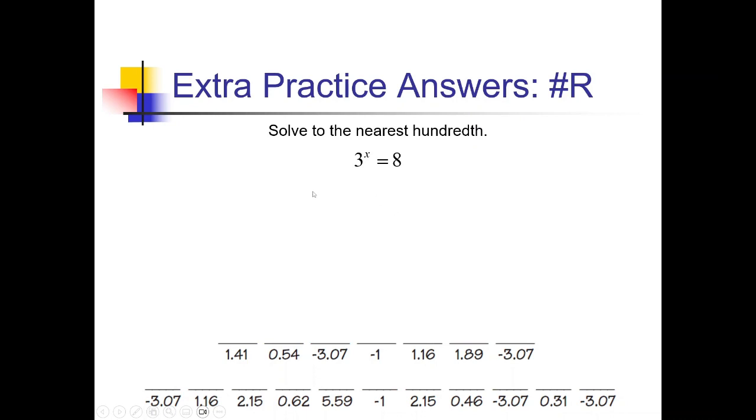So I have x log 3 on the left side, because if you take log of something with an exponent, the exponent can pop out as a multiplier. And then on the right side, I have log of 8, because I have to do the same thing to both sides of the equation to keep it balanced. To solve for x, all I have to do now is divide both sides by log of 3. And I'll just plug that into my calculator.